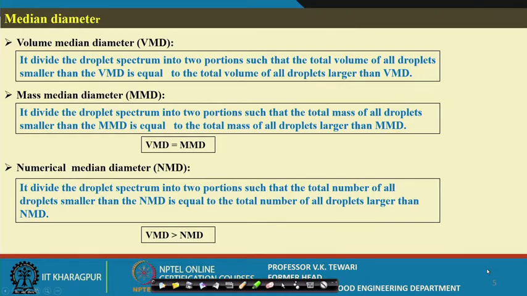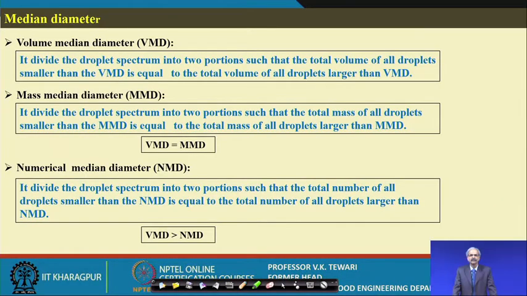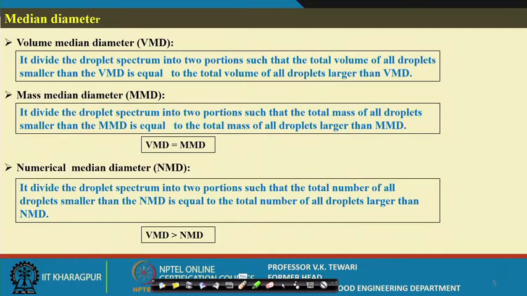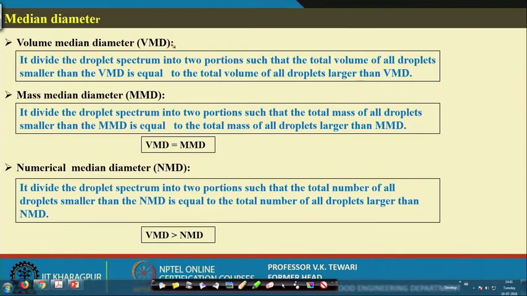Median diameter. As I said earlier, in the table there was a volume median diameter. So, what is this? You must have a clear idea about these definitions. That is why I have given them here for your information, and you must take cognizance of these when you are dealing with the various representations in your experimentation and your reports on the performance evaluation of a sprayer. See, the volume median diameter, VMD, what is this? It divides the droplet spectrum into two portions.